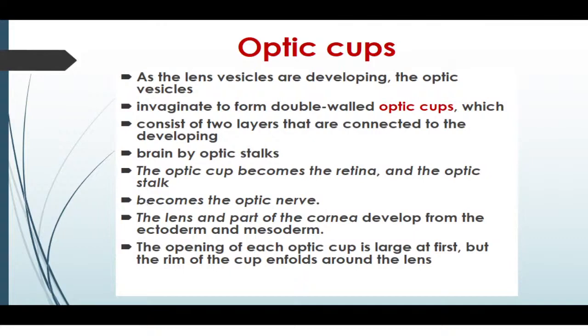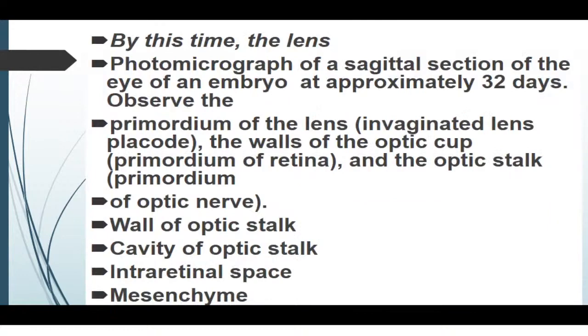The retina arises from the outer layer of the optic cup, but the optic nerve arises from the optic stalk. The lens and part of the corneal epithelium develop from the ectoderm and mesoderm, originally ectomesenchyme. The opening of each optic cup is large at first, but the rim of the cup infolds around the lens. So it means that the lens invaginates inside the optic cup.